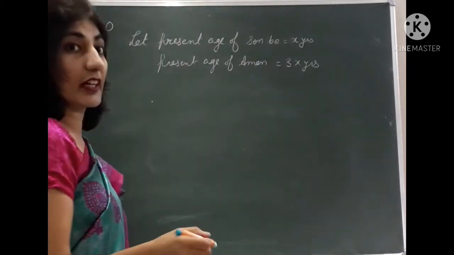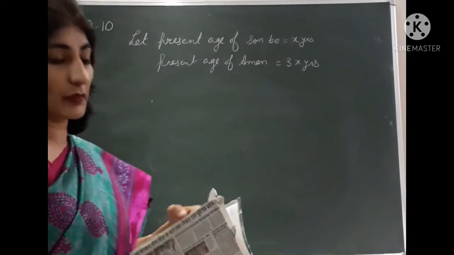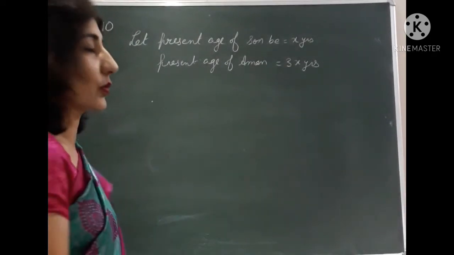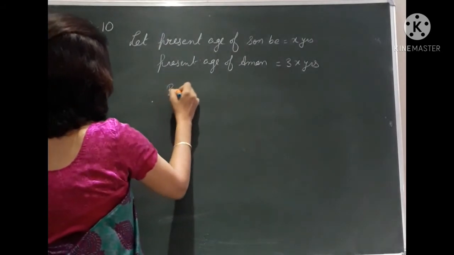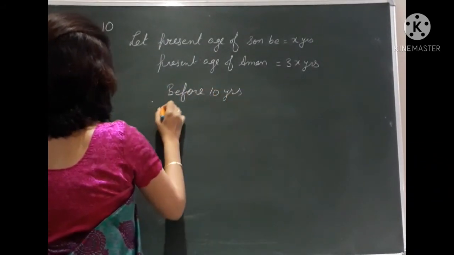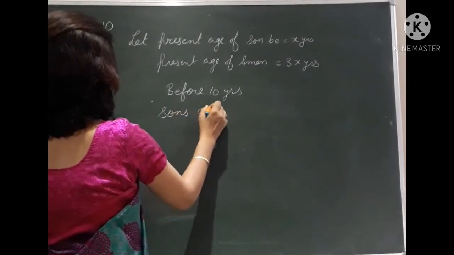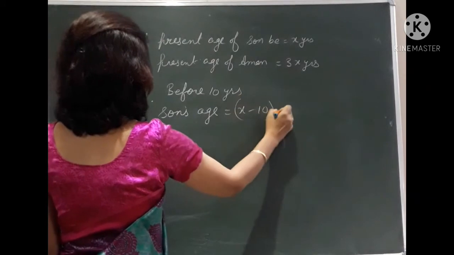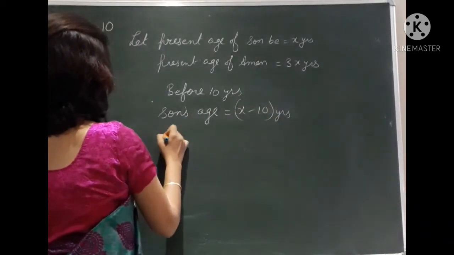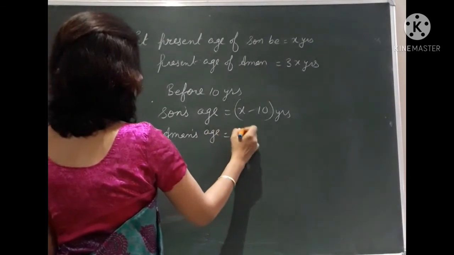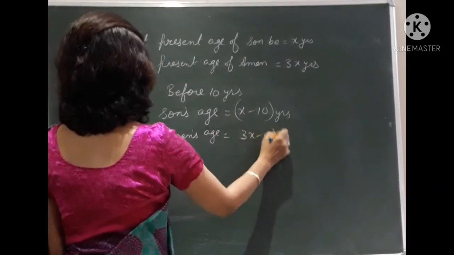Then it is given 10 years ago, 10 years. 10 years ago he was. So you will write before 10 years. Before 10 years, son's age. What will be son's age? X minus 10. And Aman's age 10 years ago will be 3x minus 10.